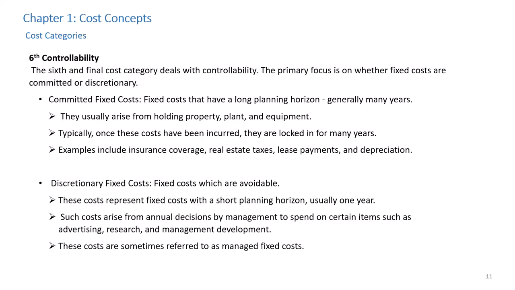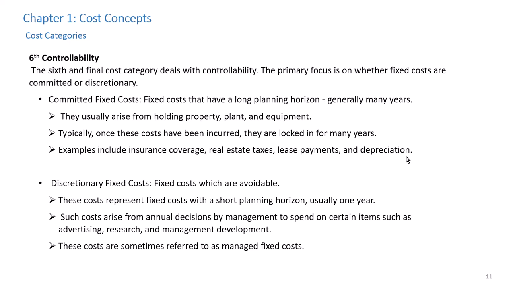The sixth and final cost category deals with controllability. The primary focus is on whether fixed costs are committed or discretionary. Committed fixed costs are fixed costs that have a long planning horizon, generally many years. They usually arise from holding property, plant, and equipment. Typically, once these costs have been incurred, they are locked in for many years. Examples include insurance coverage, real estate taxes, lease payments, and depreciation.